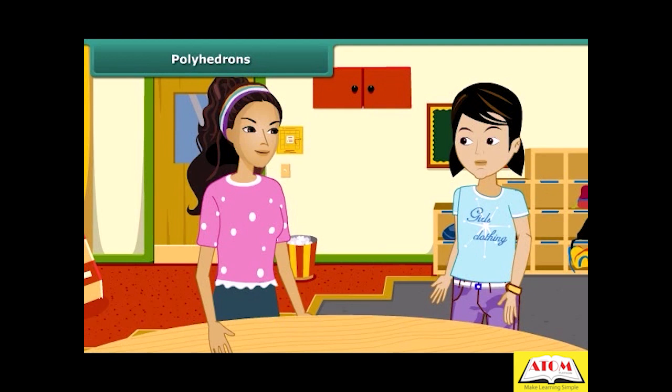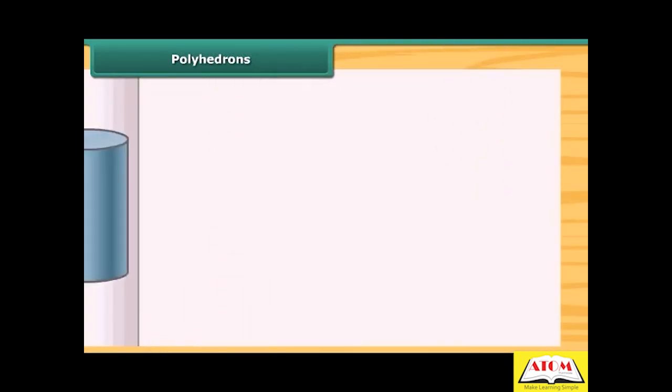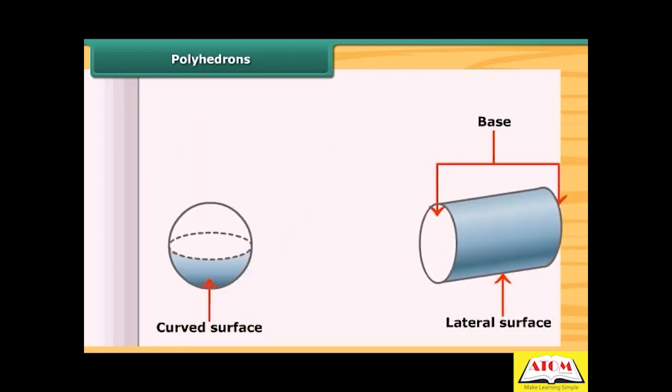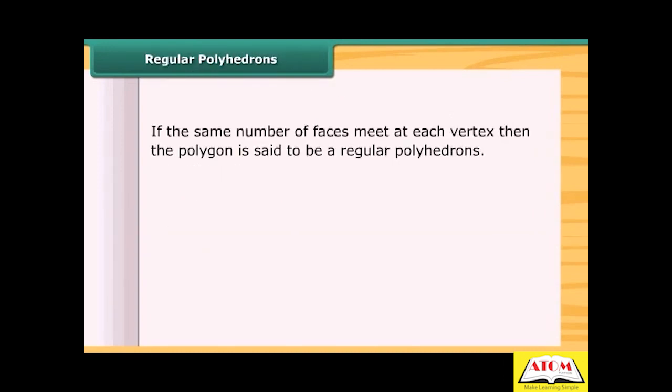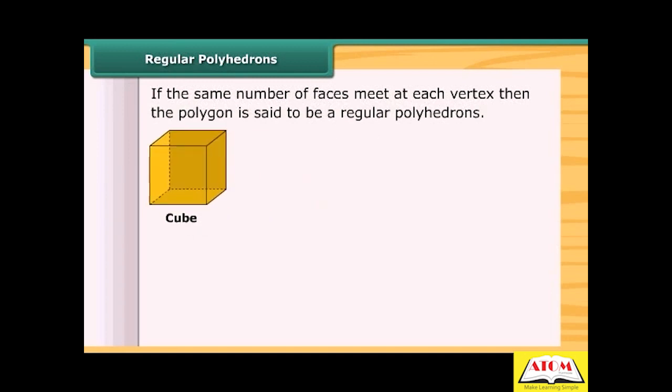Those solids are called polyhedrons. These are all polyhedrons. Are these objects polyhedrons? No, these are not polyhedrons. You are right, these are not polyhedrons because they do not have flat faces. If the same number of faces meet at each vertex, then the polyhedron is said to be a regular polyhedron. A cube is a regular polyhedron because here 3 faces meet at each vertex.